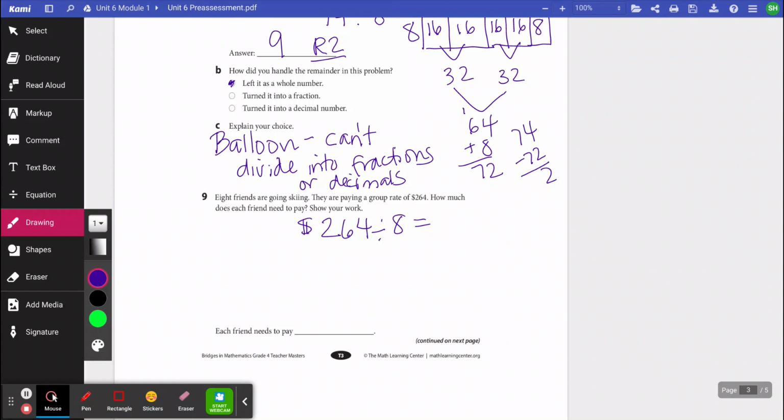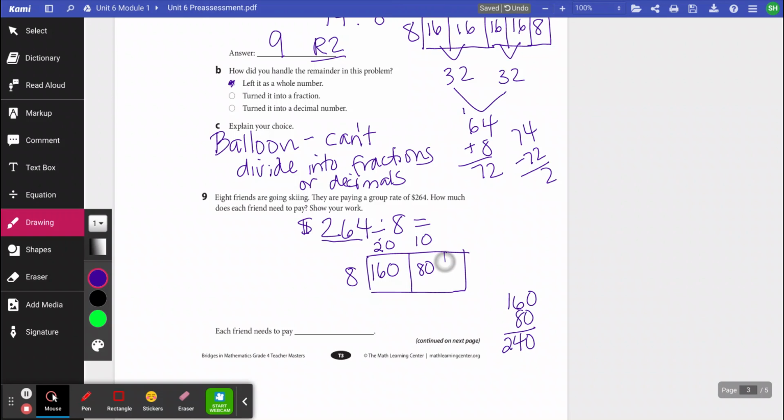And we could do a ratio table or an open array. I like the open array. So we have the 8 there. And we could do, let's see, we could just do 20. And that'd be 160. And we're trying to get to 264, so we're at 160 right now. Then we could do maybe 10, would be an 80. So then 160 and 80 is 240. So we have 24 more to go.